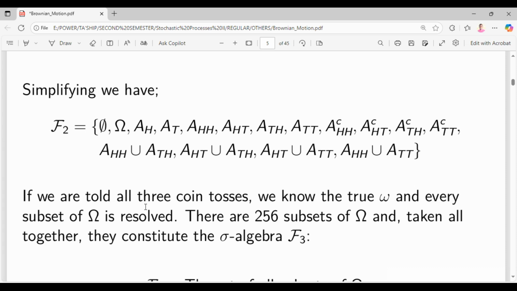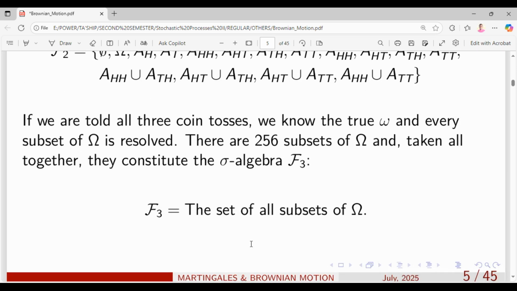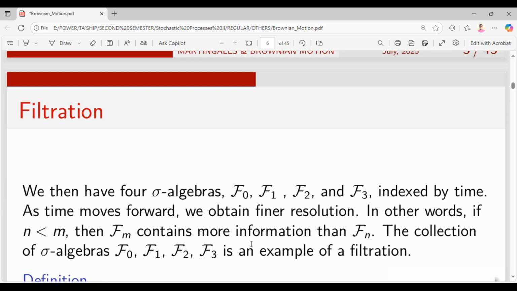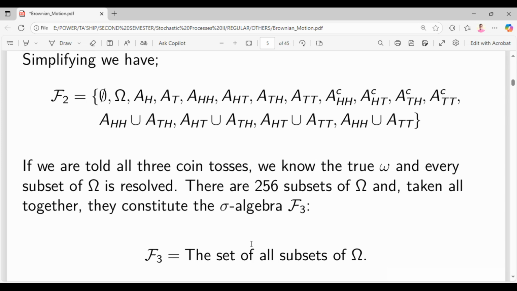Good. So if you are told about all the three coin tosses, then we are going to get a very large subset, or the omega is going to be bigger. We are going to have around 2^8, that is 256, subsets of omega, and taking all together, that constitutes F3. That is the sigma algebra at time 3. Yes, good. So now you realize that I told you that F0 is a subset of F1, and F1 is a subset of F2. The same way F2 is going to be a subset of F3.